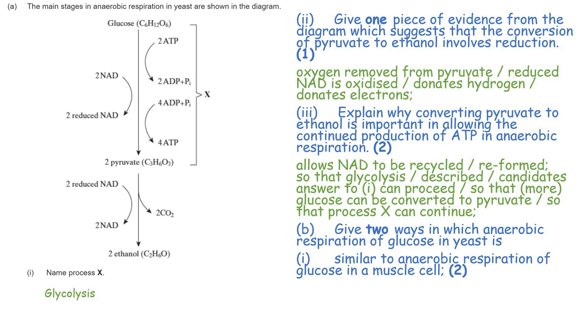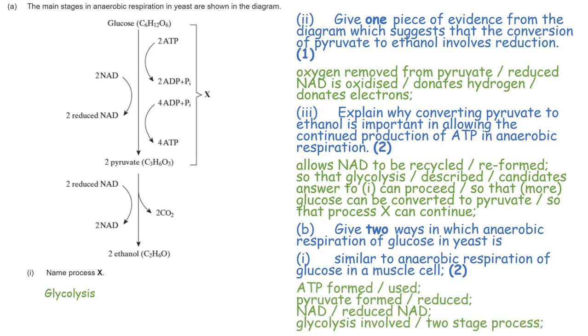Give 2 ways in which anaerobic respiration of glucose in yeast is similar to anaerobic respiration of glucose in a muscle cell. ATP is either formed or used, pyruvate is formed or reduced, NAD is reduced, and glycolysis is involved, or it's a 2-stage process.